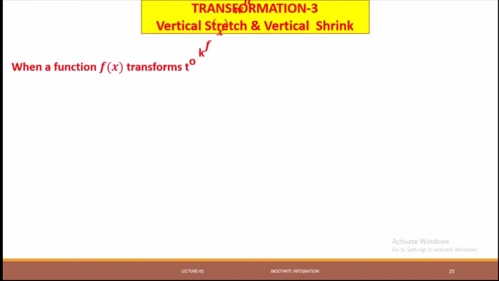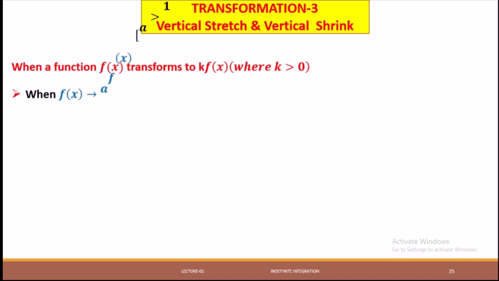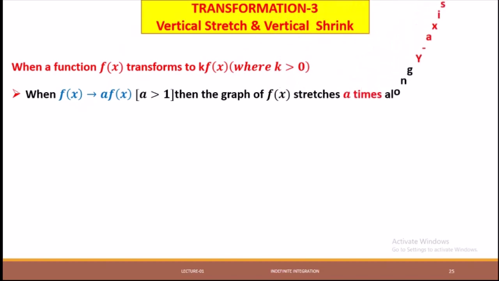Let us try to understand this transformation. When a function f of x transforms to k into f of x where k is greater than 0, then the graph of f of x stretches vertically or shrinks vertically. So when does it stretch vertically and when does it shrink vertically? Let us understand. When f of x transforms to a into f of x where a is greater than 1, then the graph of f of x stretches a times along the y-axis or in the y direction.